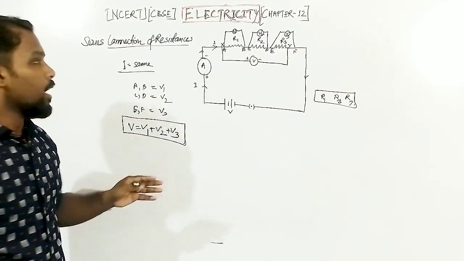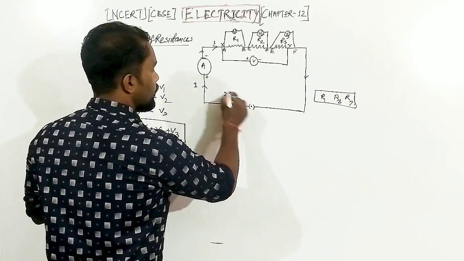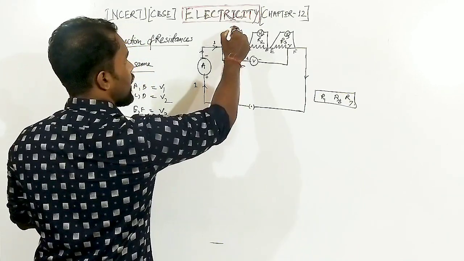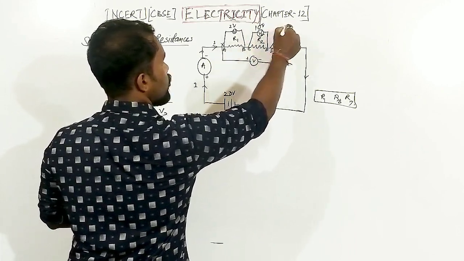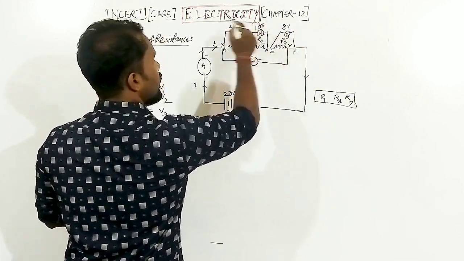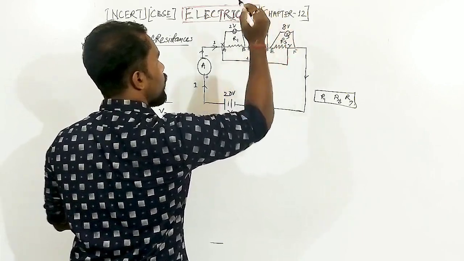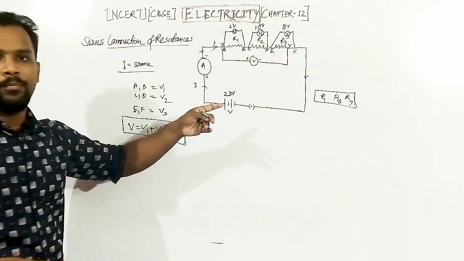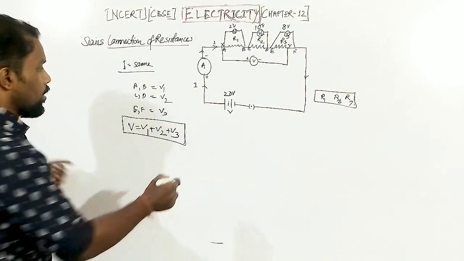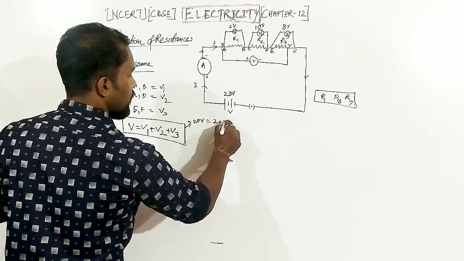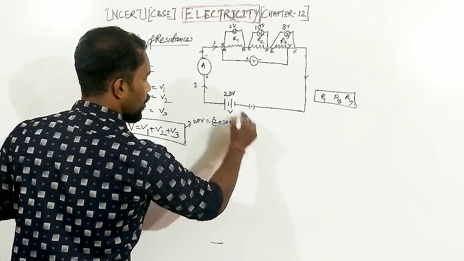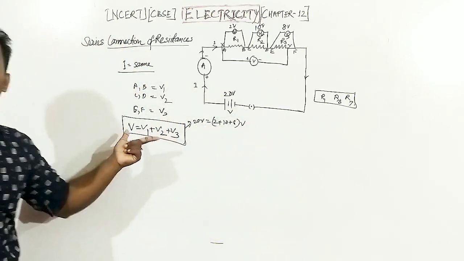That means if we apply 20 volt, in case of 2 volt, it should be what? 10 volt. After that, it should be 8 volt. But if we add 2 volt plus 10 volt plus 8 volt, what you are going to get? You are going to get 20 volt. That means what we have got? 20 volt equal to what? 2 plus 10 plus 8 volt. That is what this equation actually means.